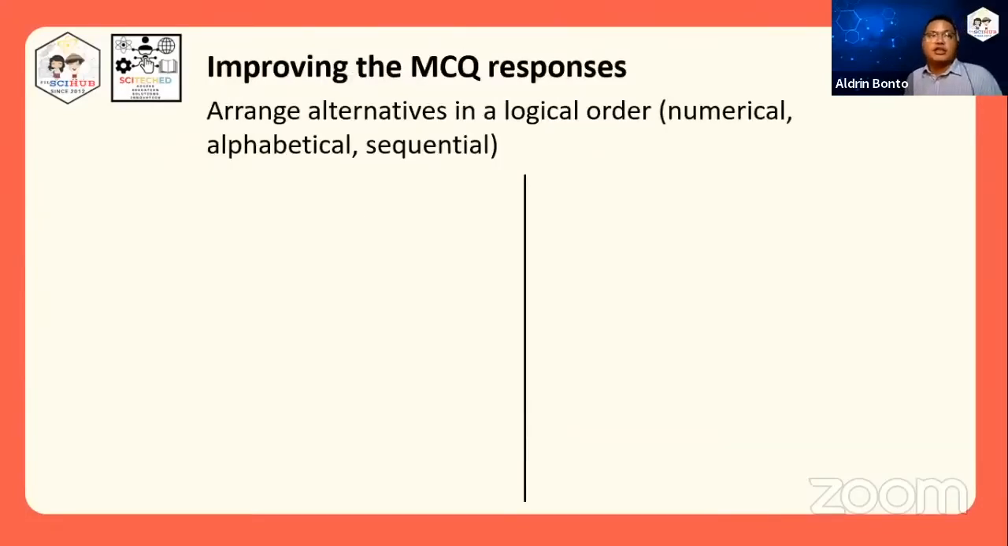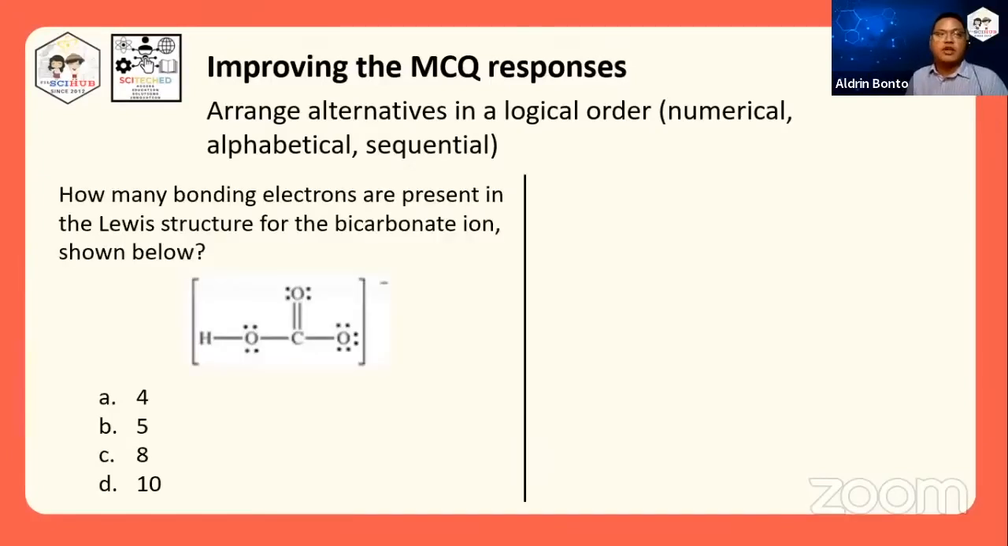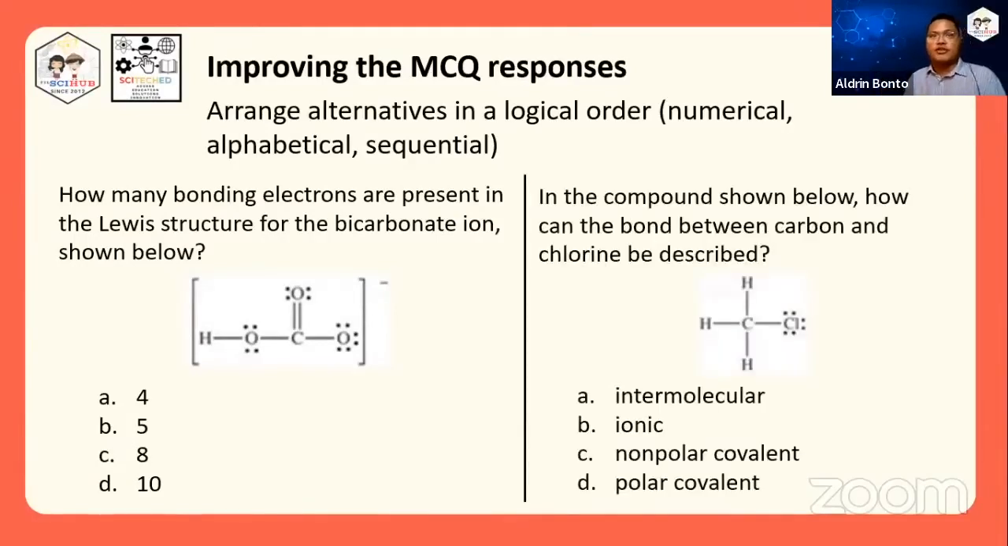Okay, so here is how we'll now improve our responses or our distractors. First, you can arrange alternatives in a logical order. It's either numerical, it's either alphabetical, or sequential. This one is a good example of increasing number 4 to 10. So there's an increase in the value of the number, magnitude of the number. Or you can also arrange them in terms of alphabetical order.